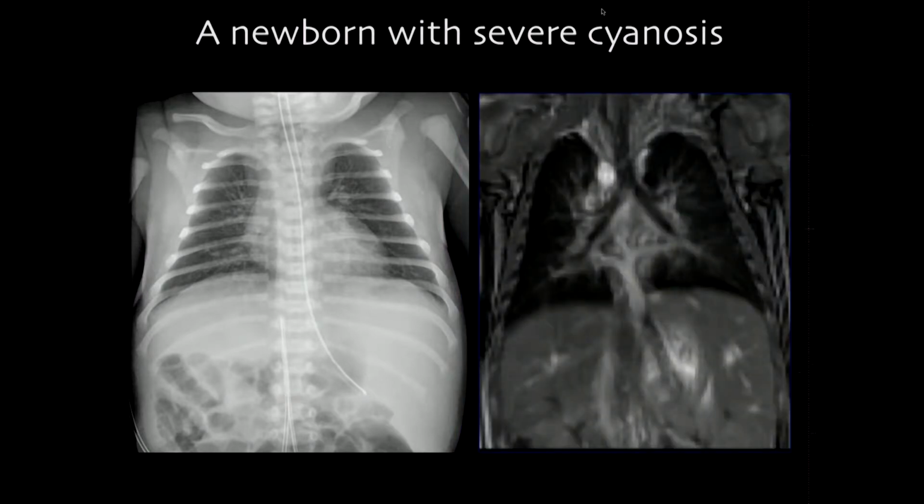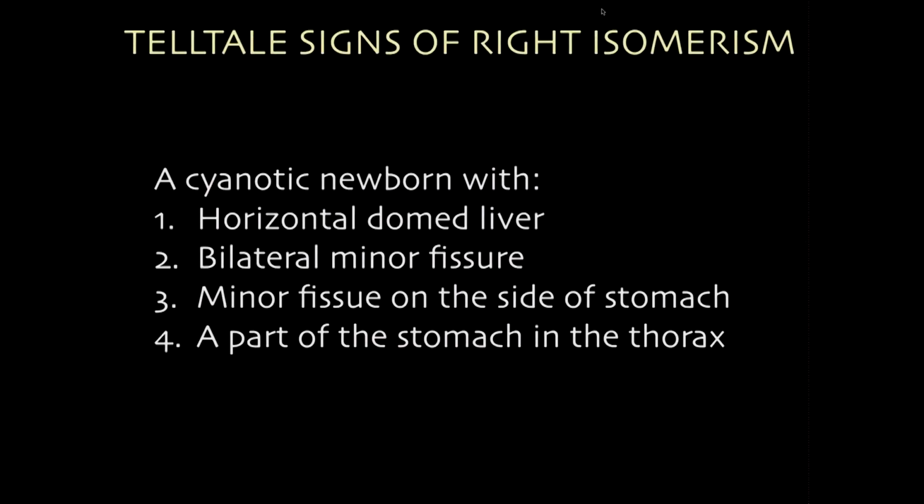Okay? So in the MRI, you have a right isomerism bronchial branching pattern. So here are the very good telltale signs for right isomerism. I don't have any experience of right isomerism not having congenital heart disease and not being cyanotic at all. So the patient should have cyanosis, and a horizontal domed liver with batwing appearance and bilateral minor fissures. And then a minor fissure on the same side as the stomach. This is a pretty interesting finding you can rely on.